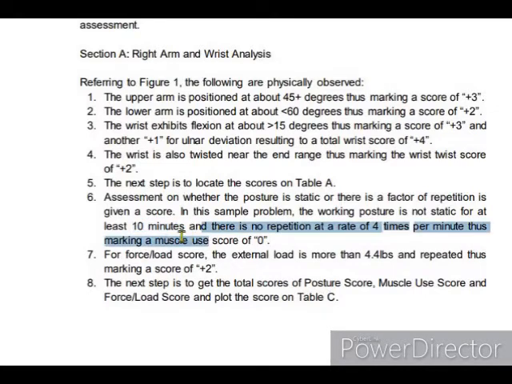Sabihin, magalaw yung worker for at least 10 minutes. And there is no repetition. So, hindi na uulit at the rate of 4 times per minute. Sabihin, 4 na beses lang kada minuto. Okay? Thus, marking a muscle use score of 0. So, 0 lang. So, bakit siya 0, guys? Kasi, sabihin, hindi naman siya ganong gumagamit ng muscle. Okay? Kaya score niya ay 0.